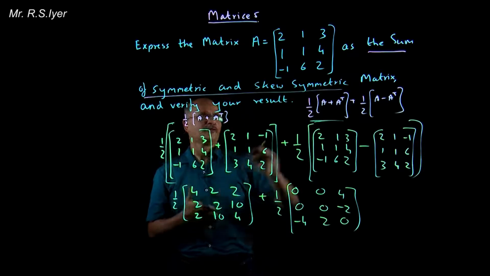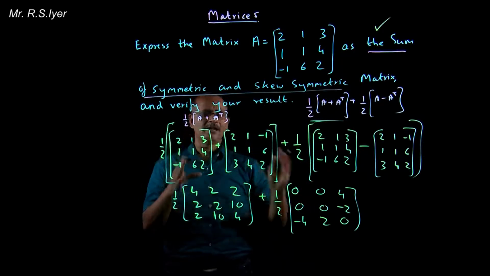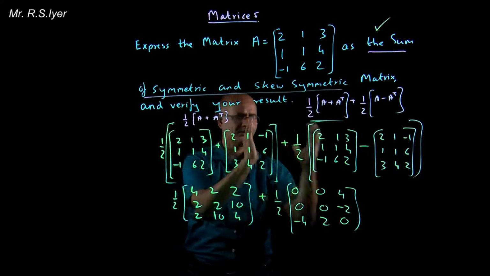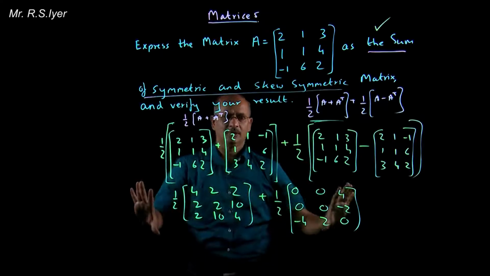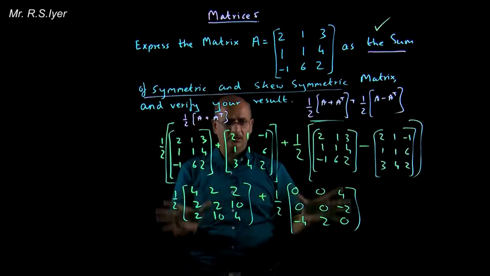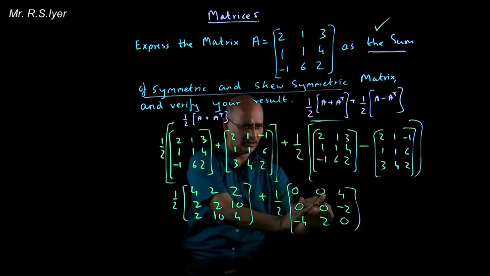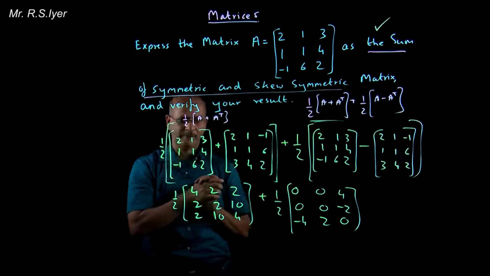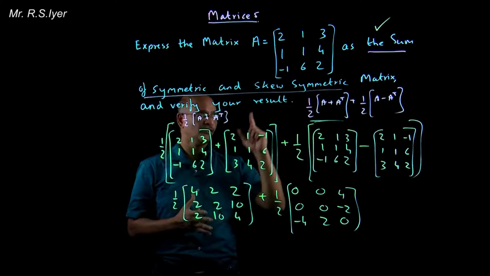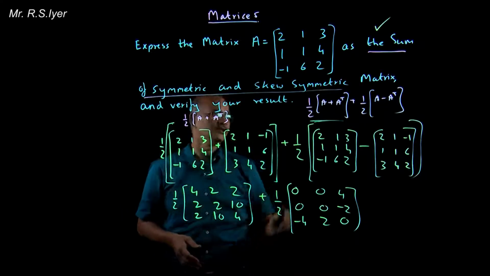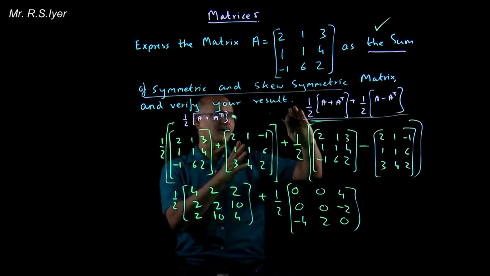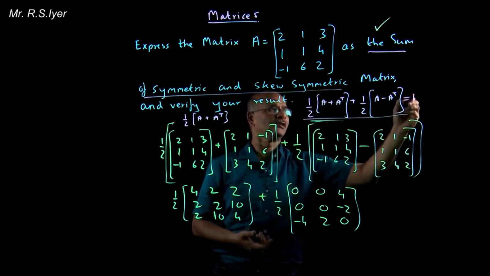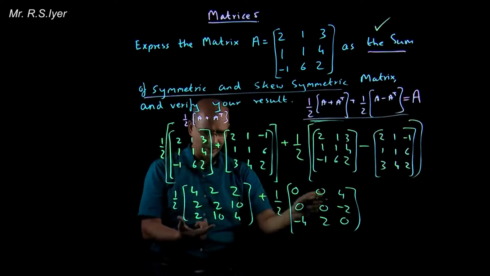Here you stop. The first question is answered, because they are telling you to express A as the sum of symmetric plus skew symmetric. So this is the first part. You expressed the sum as one matrix, the difference as another matrix, and you just club it. This is the sum of symmetric plus skew symmetric. Now if you want to verify, if you remember the property which I showed you, this is expressing a matrix as the sum of symmetric and skew symmetric, and this gives you the final result A. So if you do this addition, you should get A.